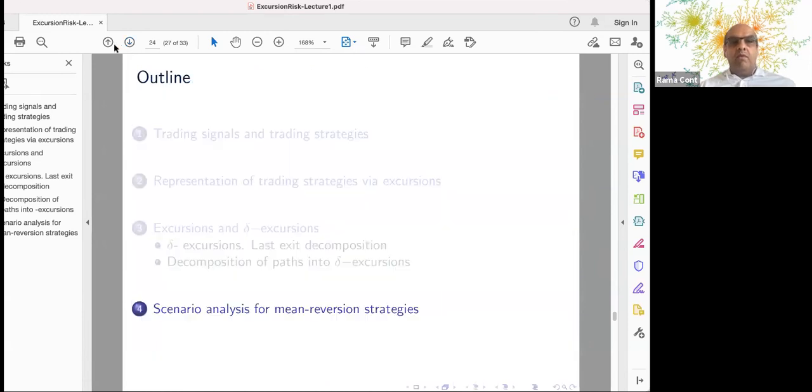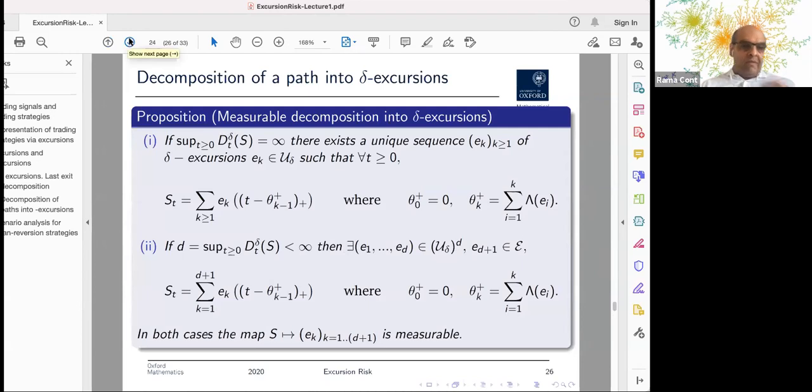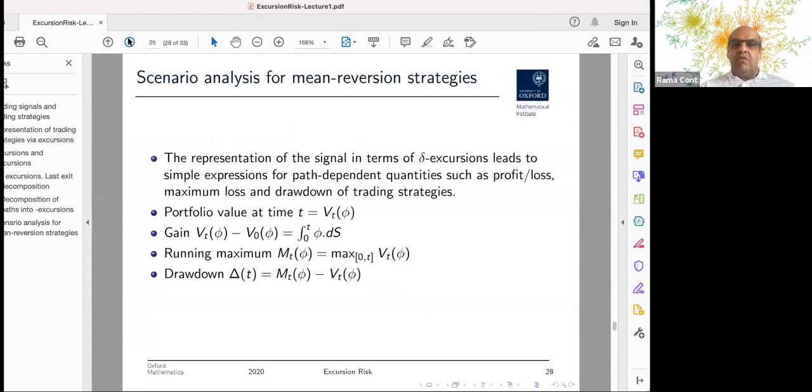Okay, well, I can say, well, why are we doing this? Who cares about these decompositions, delta excursions? Why are you doing this? You started with trading strategies, now you show that it's bizarre things. Well, I'm going to end with this.